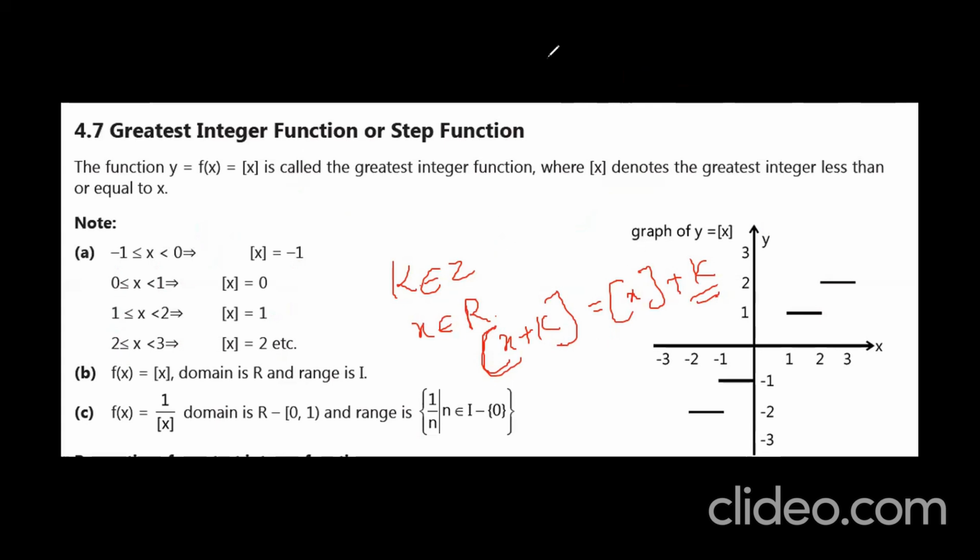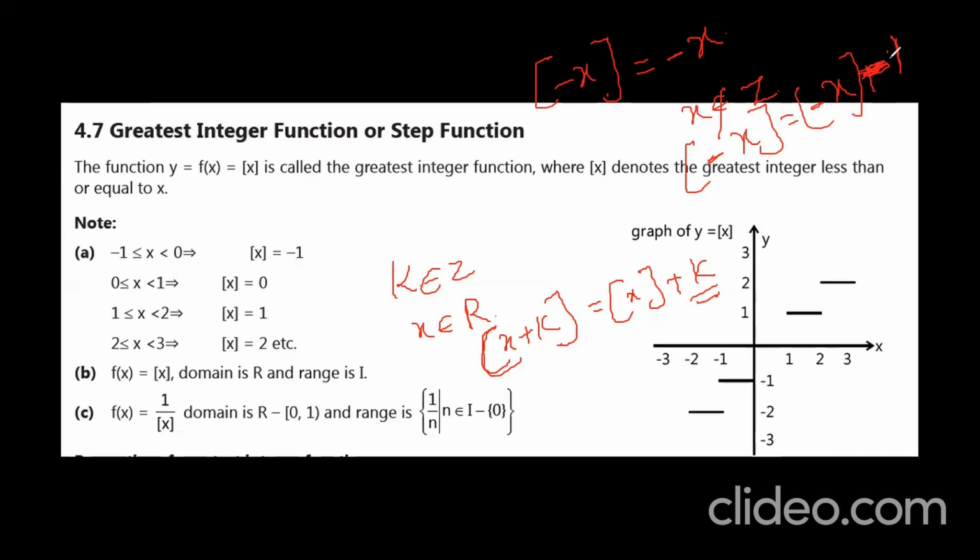And similarly, if x belongs to Z, then the minus of the integral part of x. What happens? Minus of the integral part of x is nothing but minus x only. If x does not belong to Z, then the integral part of minus x becomes minus of the integral part of x, minus 1. This is very important.